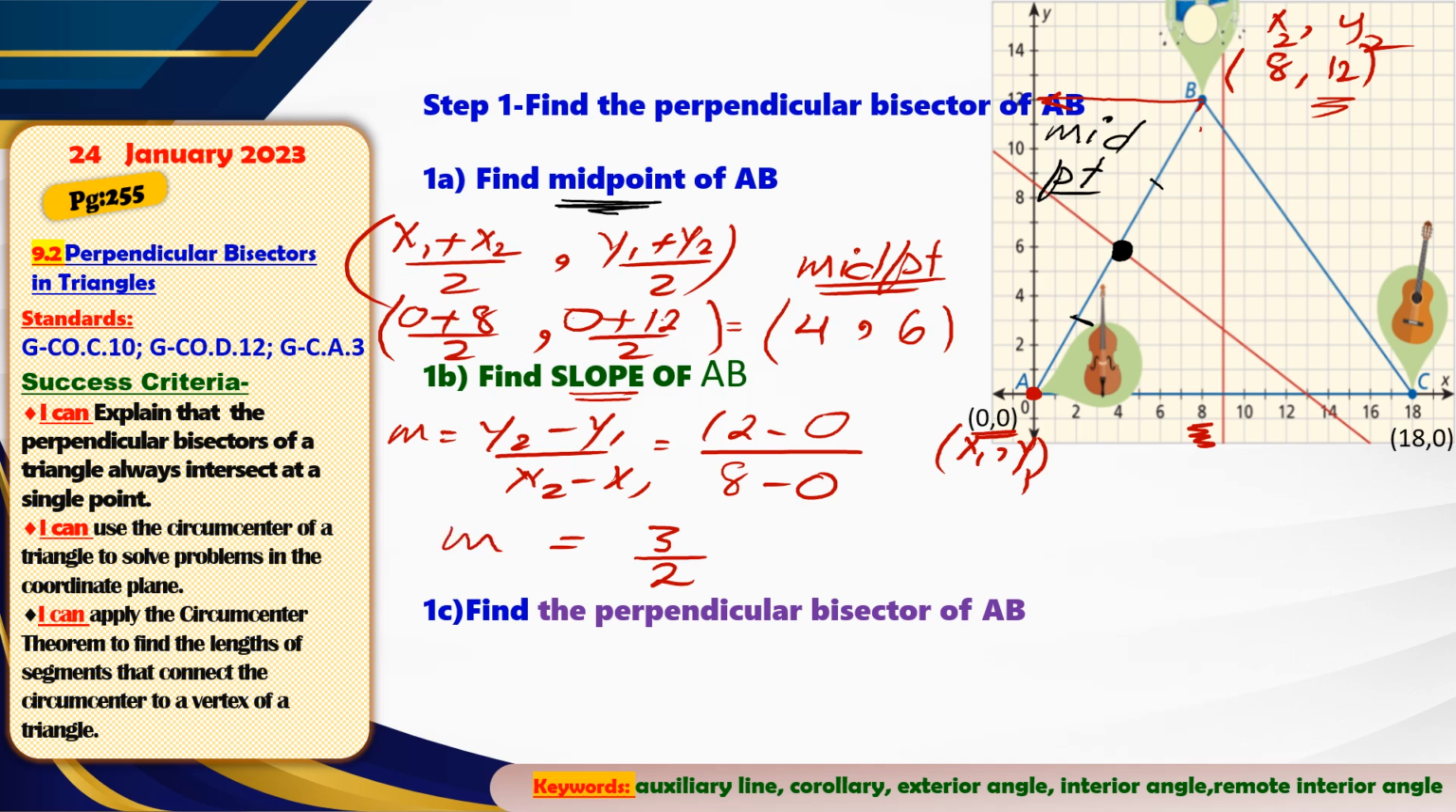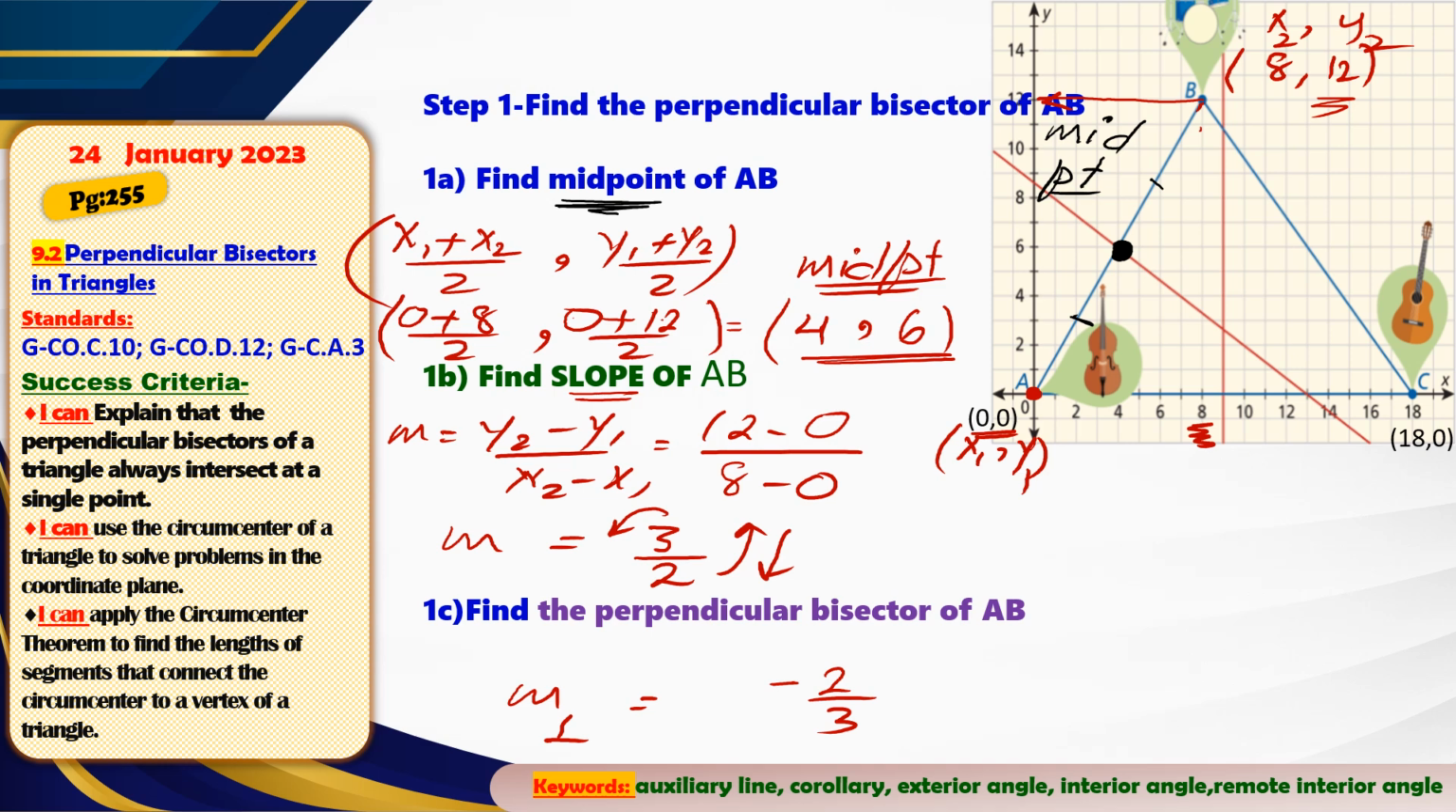Now how to find the slope of the perpendicular line? I told you just now that first of all we flip it, or take the reciprocal. So 3 by 2 becomes 2 by 3, and change the sign. It is positive, so you make it negative. So the slope of the perpendicular line is negative 2 by 3 and the midpoints are 4 and 6. What will you do now? Now you will write down the equation of the perpendicular line.